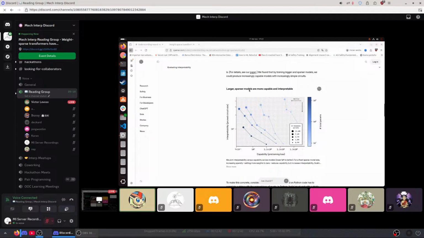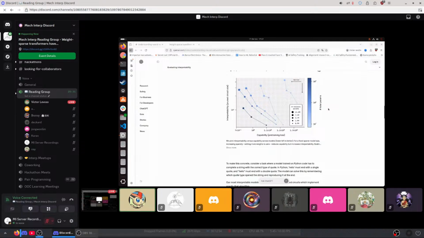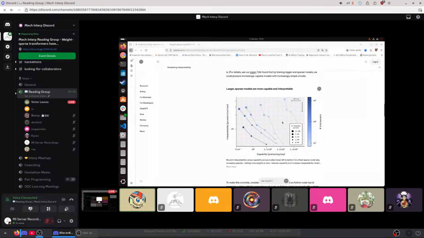This says large sparse models are more capable and interpretable, but I think people were complaining on Twitter about this title, and let's see. It doesn't actually mean that. If you just make models sparse, this actually probably increases loss.